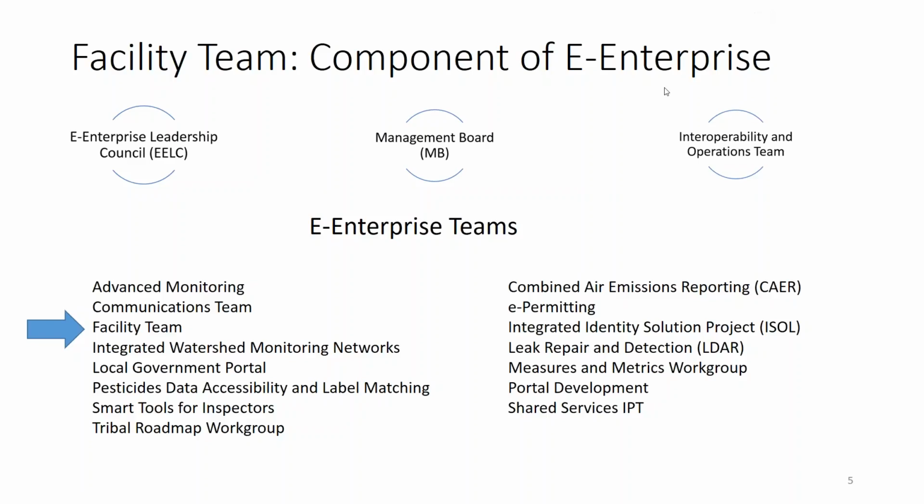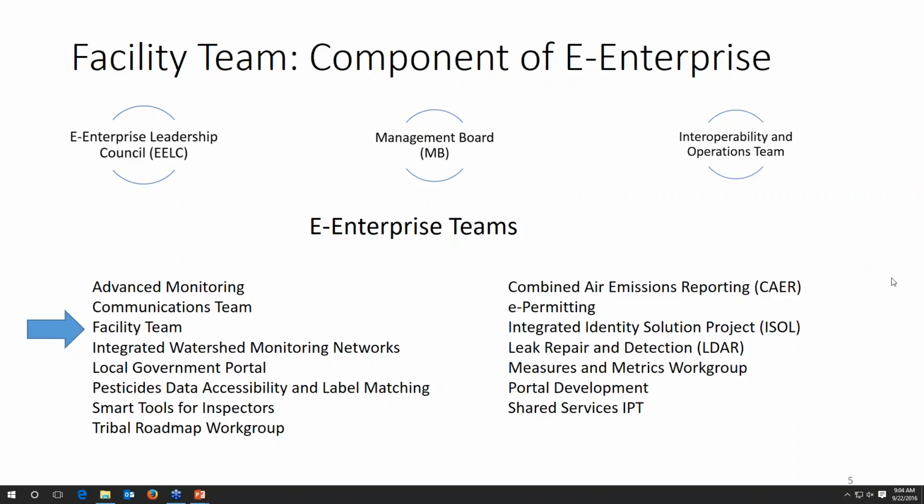This first slide is covering e-enterprise broadly and giving you an idea of where the facility team falls within the e-enterprise structure. There's a lot going on within e-enterprise in general, and I wanted to provide this to give you some insight and a good way to connect dots between what's happening within e-enterprise. The facility team, which is what we are specifically, is looking at integration across EPA programs with facility information, and it does overlap or feed into some work happening in other programs within e-enterprise, such as combined air emissions reporting. It's going to tie a little bit into the integrated identity solution project because identities tie into facility and responsibilities, things of that nature.